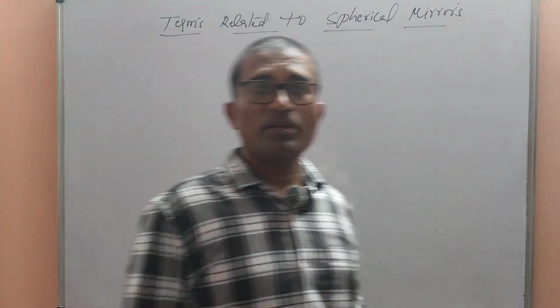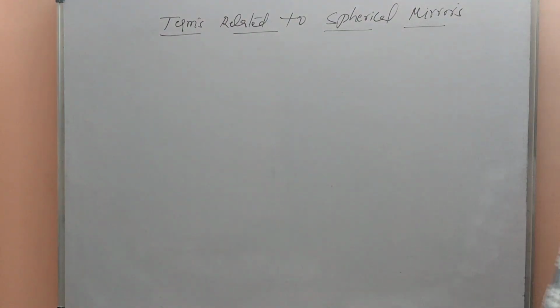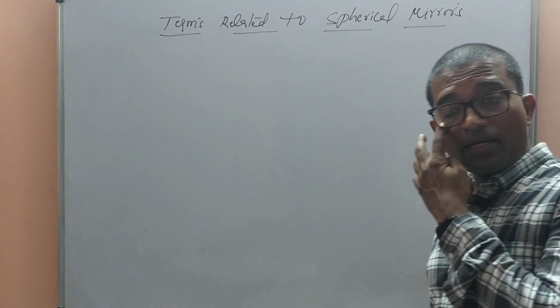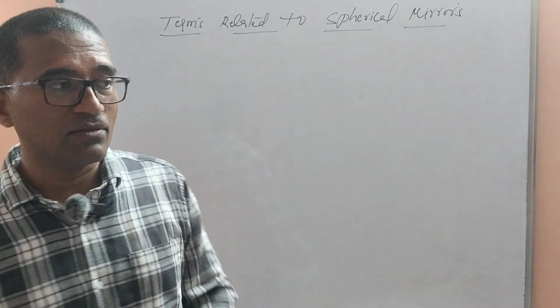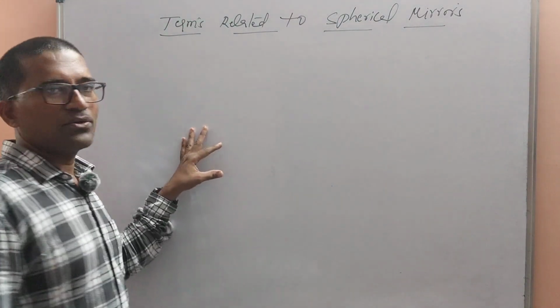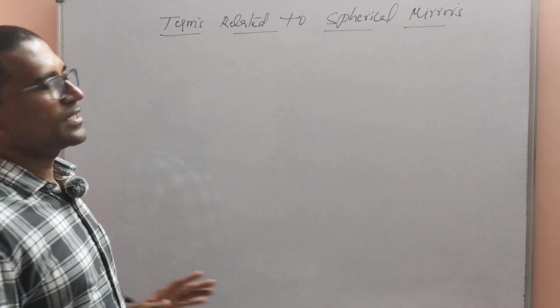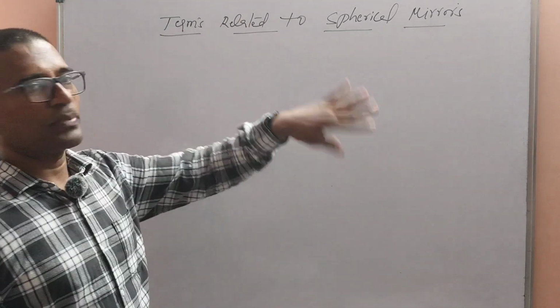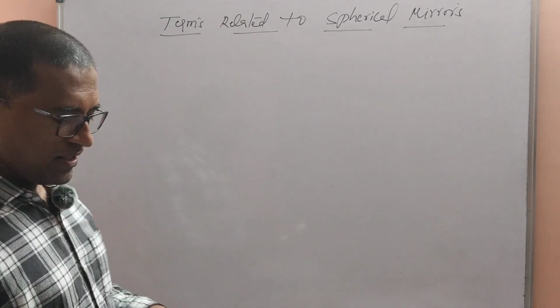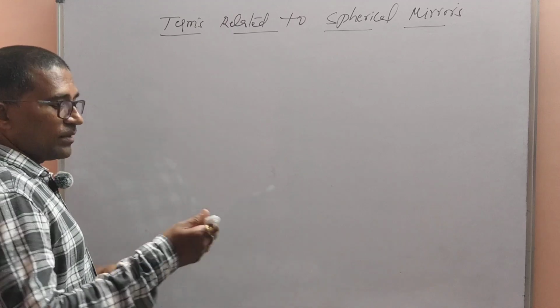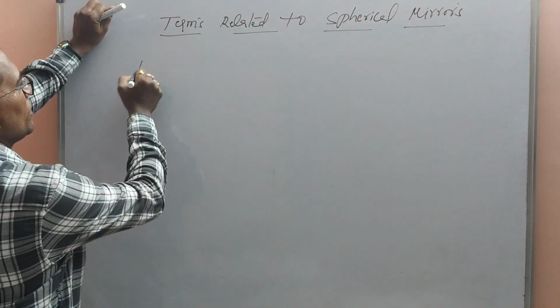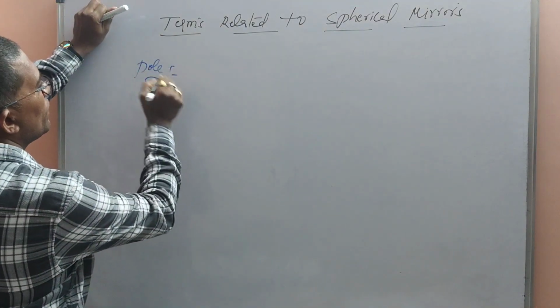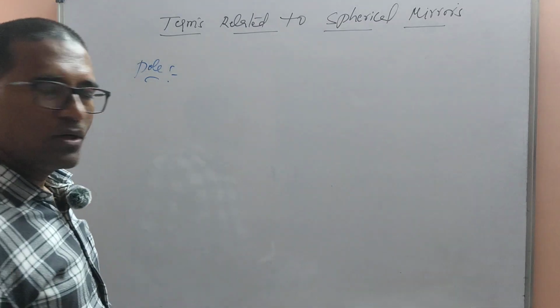Hi students, in the previous class we discussed types of curved mirrors, as well as what is a real image and what is a virtual image. Now in this class, we will be discussing terms related to spherical mirrors. First, we'll be talking about the meaning of a pole. What is a pole?